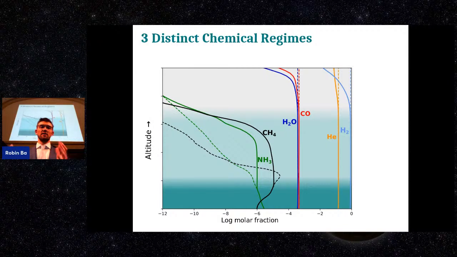So here I show some different molecules, some of the most common molecules again, in a plot where on the horizontal axis you see the molar fraction, or basically the concentration of this molecule in log coordinates. So on the far left means the concentration is really low, on the far right means the concentration is high, and the vertical axis is just the altitude in the atmosphere. You can see that the atmosphere consists mainly of hydrogen and helium, as expected with gas giants, because these are just the most abundant elements in the universe.